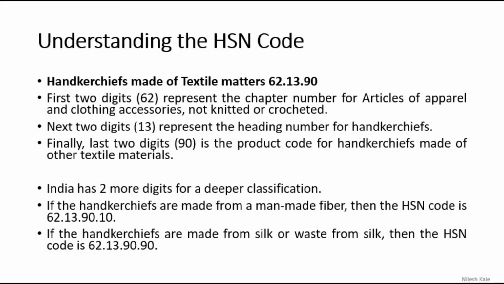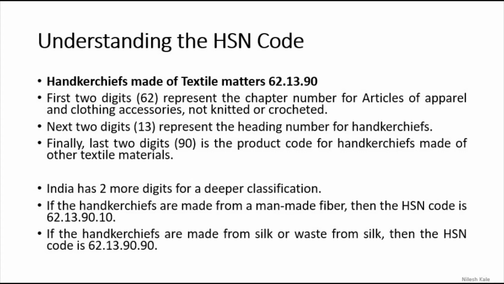So there is an example, handkerchiefs made of textile materials. This is the HSN code 621390. So first 2 digits, next 2 digits, next 2 digits. These are the 6 digits which are given by the WCO. But India has a deeper classification of 2 more digits. What is that? We will see later. First we will understand this 62. What is this 62? The first 2 digits, 62, represent the chapter number for articles of apparel and clothing accessories, not knitted or crocheted.